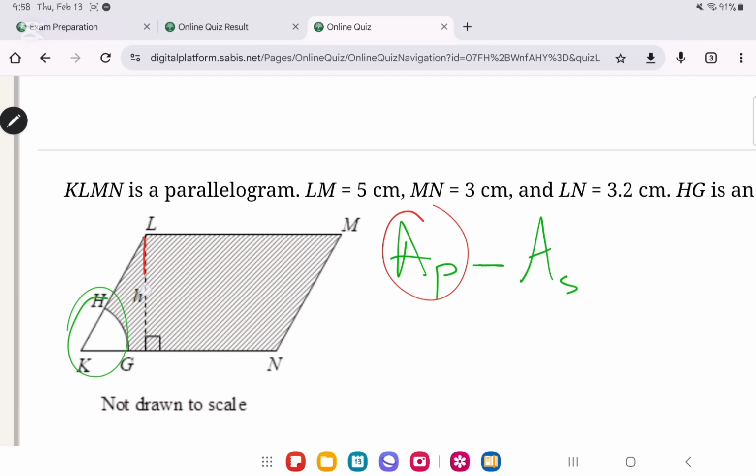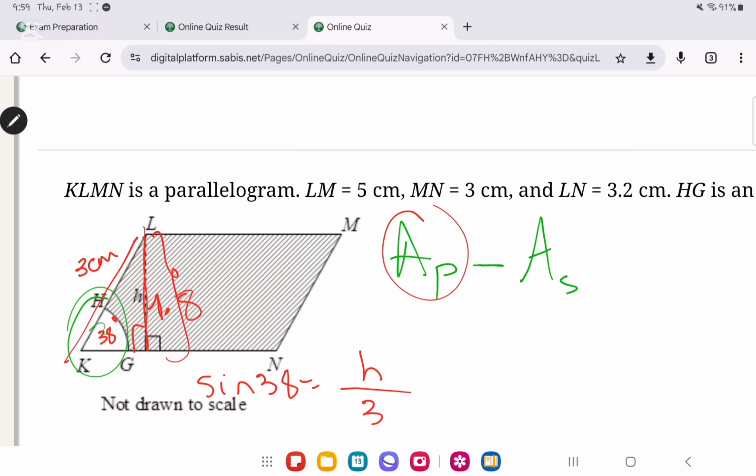Either by finding the height, and how do we find the height? Since we are given this angle over here to be 38 degrees, and we have this side over here to be 3 centimeters, we can very simply find this. We are dealing with opposite over hypotenuse. So sine 38 is equal to opposite side h over hypotenuse 3. So it becomes 3 times sine 38, which is going to be 1.8. So you found the height to be 1.8.